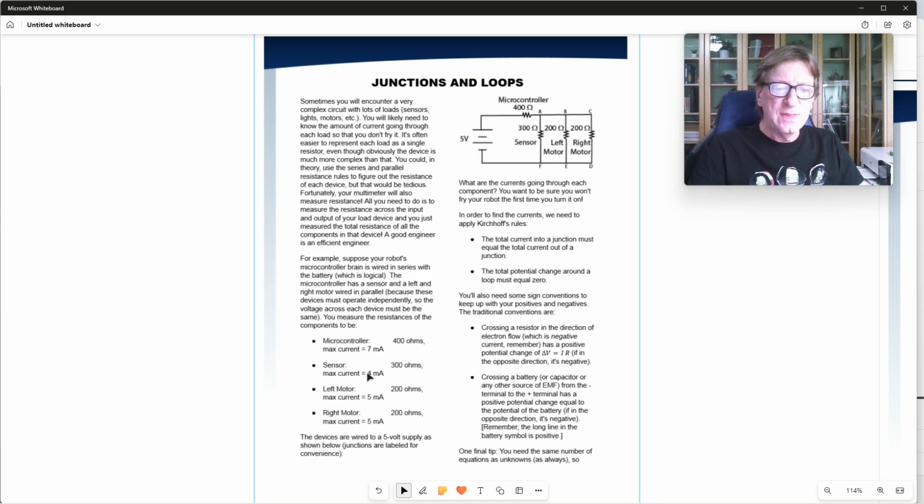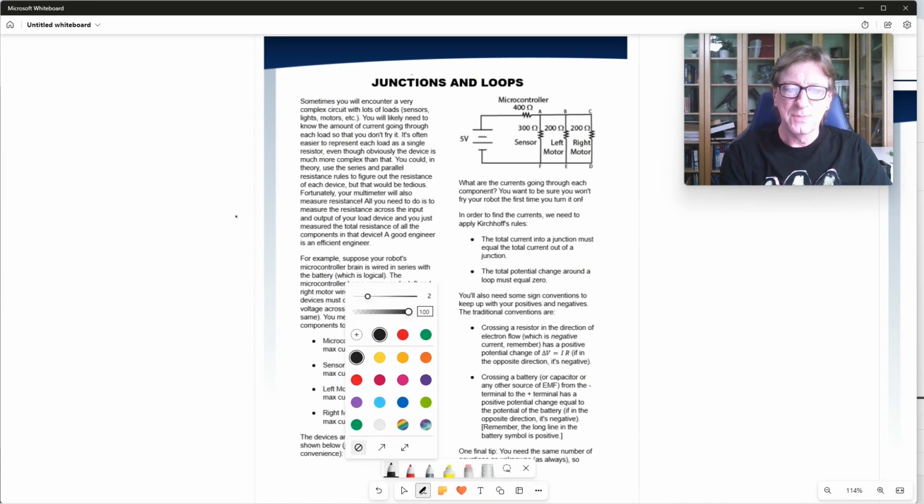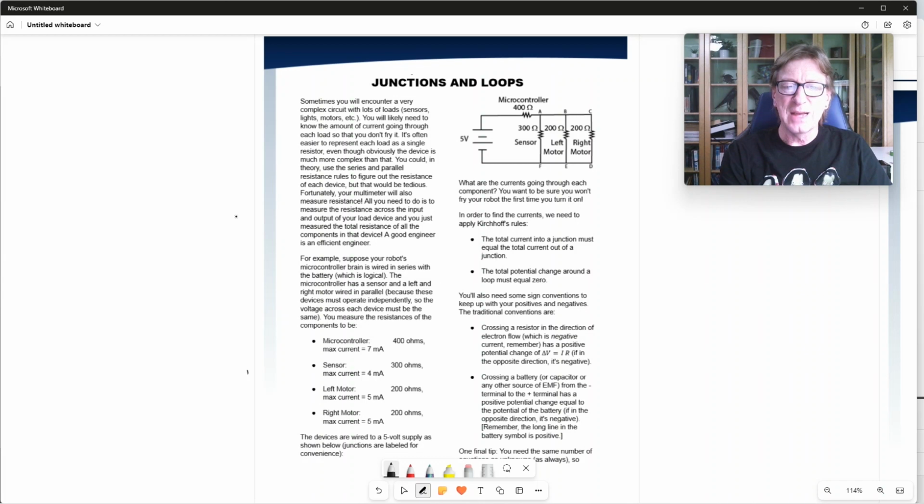All right, so these devices are wired to a 5-volt power supply, which is pretty typical for an Arduino main board. Most of them can only handle about 5 volts. And so we want to know what is the current going through each of these devices. And we list here the maximum. So, for example, let me switch to my black pen here. There we go. So, for example, the maximum current for the main board itself is 7 milliamps.